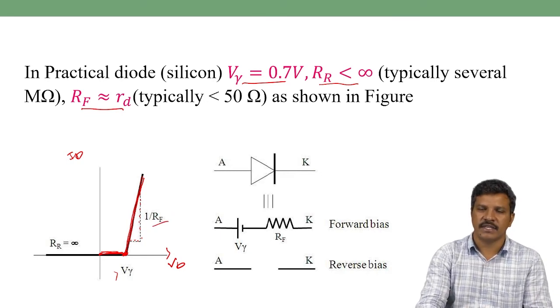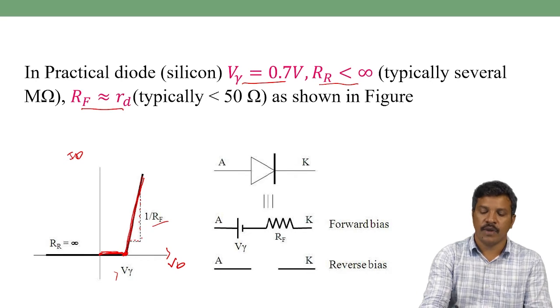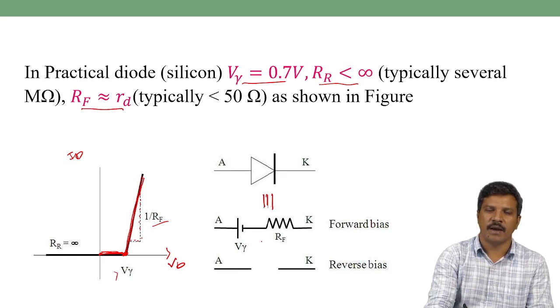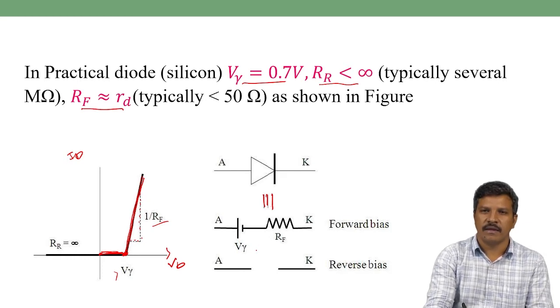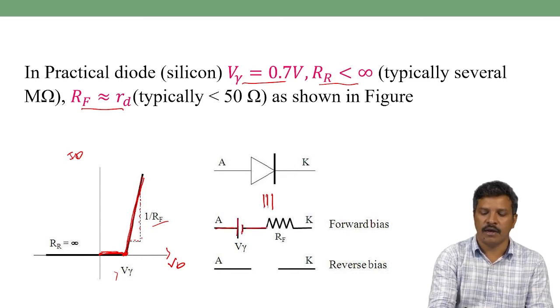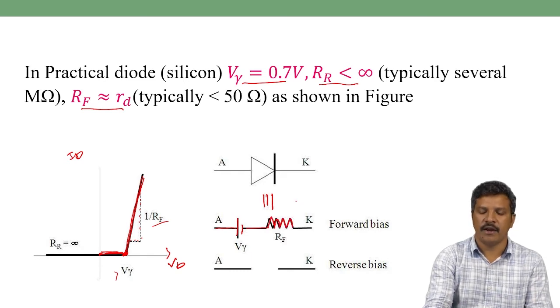Because of this slope, we can approximate this diode as modeled by a barrier potential V gamma and an equivalent forward resistance, along with an ideal diode. You can consider the ideal diode, otherwise a short circuit, in forward bias.